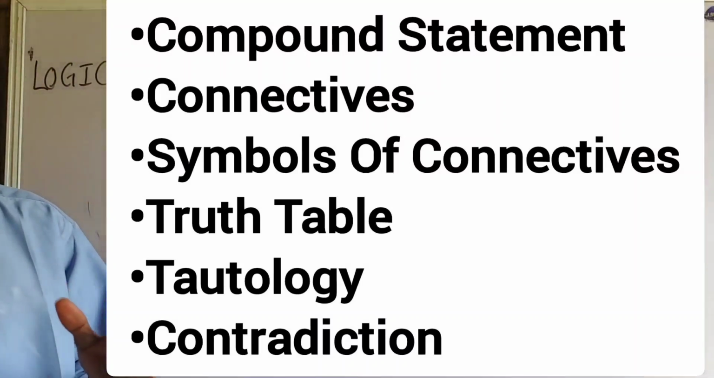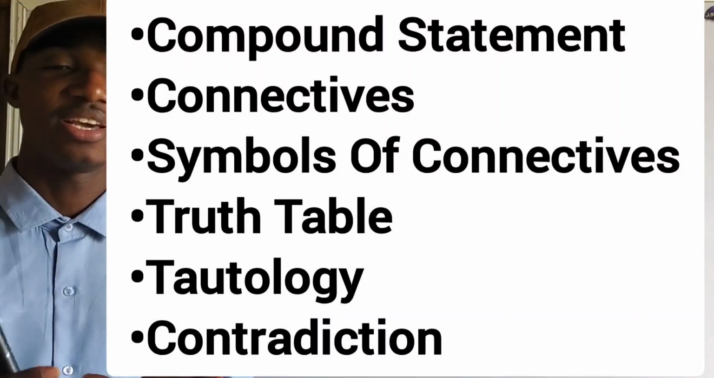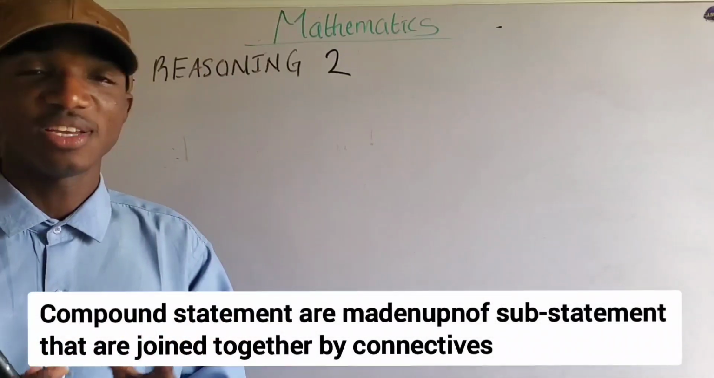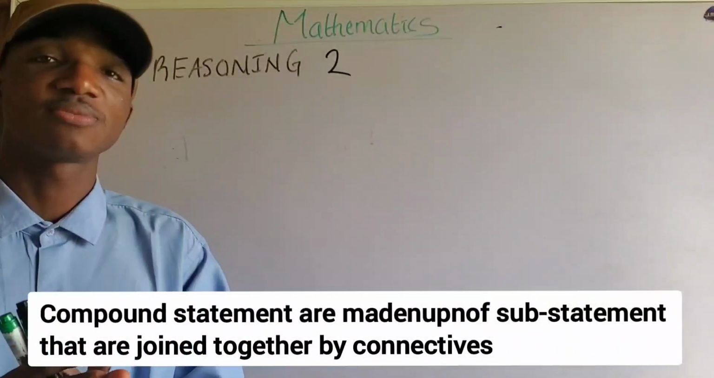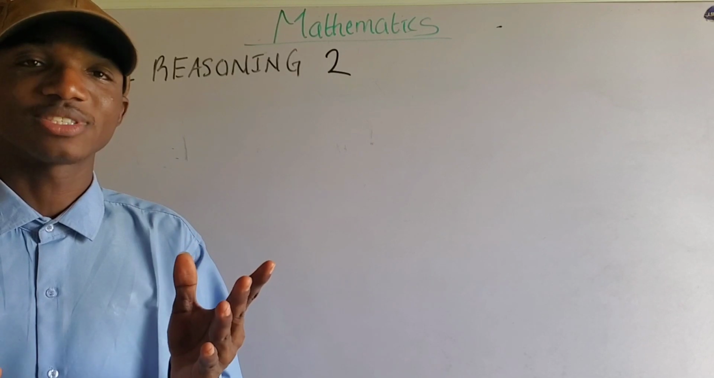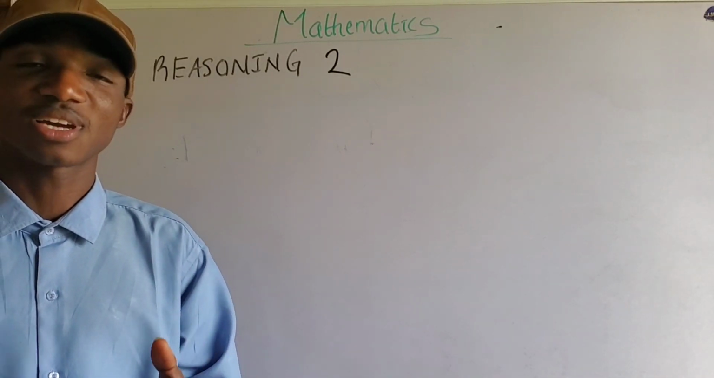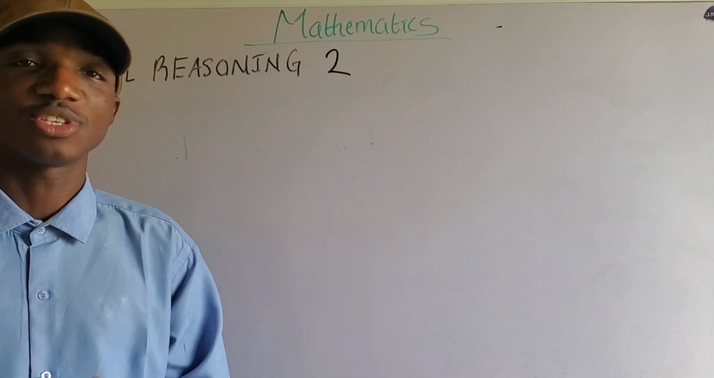Compound statements are made up of substatements. Are you getting what I'm trying to say? They are made up of substatements that are joined together by a connective. You understand? In our previous class, I defined connectives as words that are used to join simple statements together. So if you missed that class, please kindly check the description of this video and watch the class, okay?